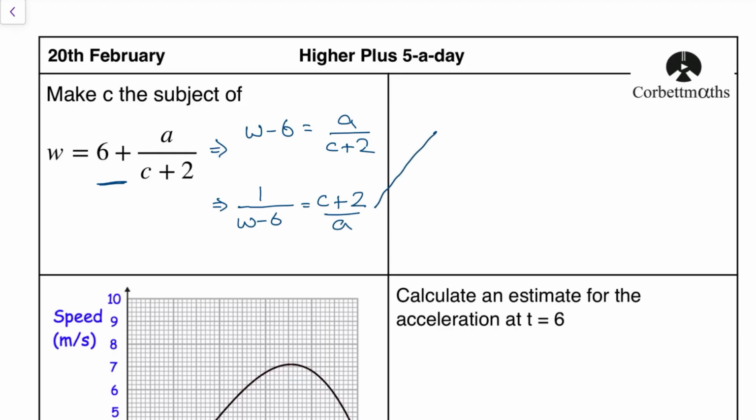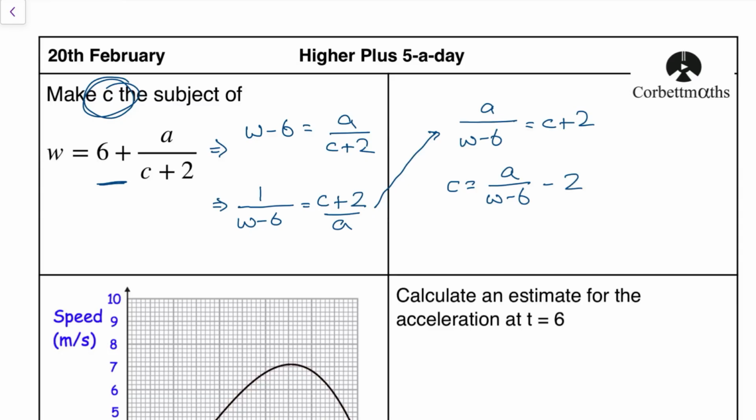Multiply both sides. Let's go over to here so I've got some more space. Multiply both sides by A, which is going to give you A over W minus 6 is equal to C plus 2. And therefore, remember I want to make C the subject, so it must be C equals A over W minus 6 minus 2. And that is my final answer.